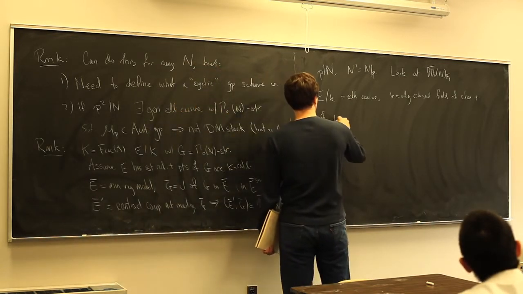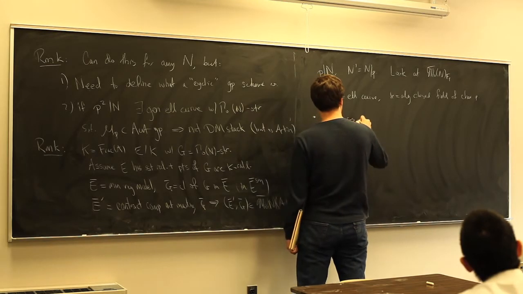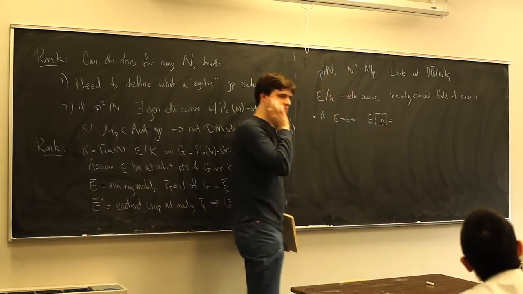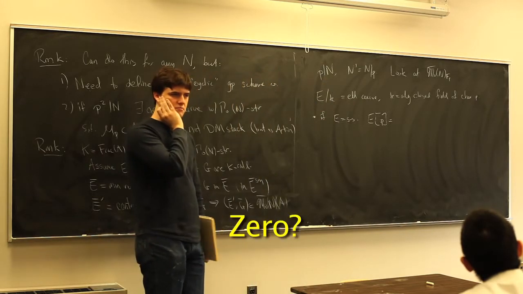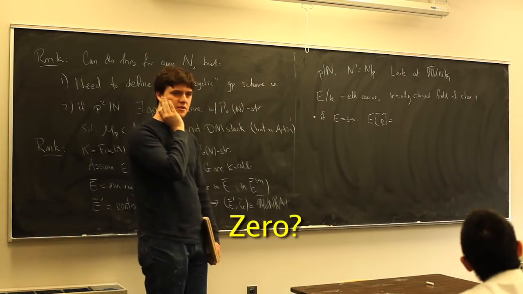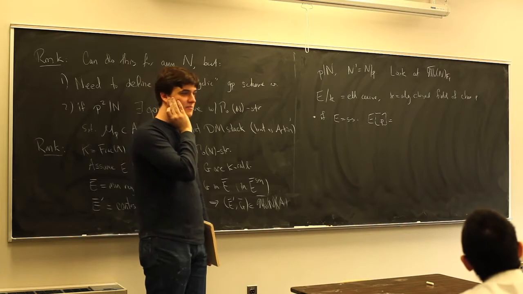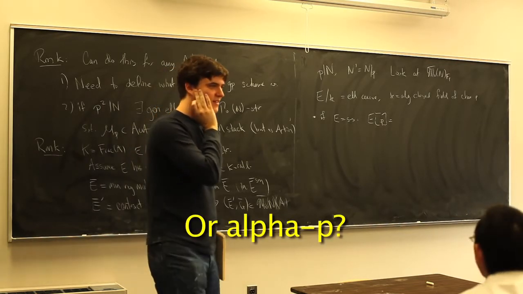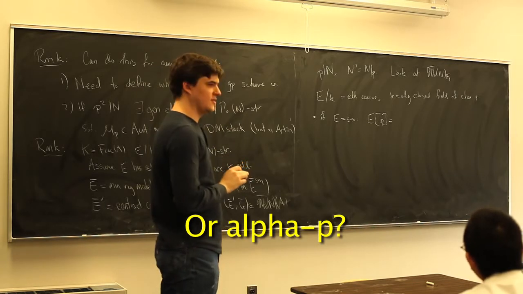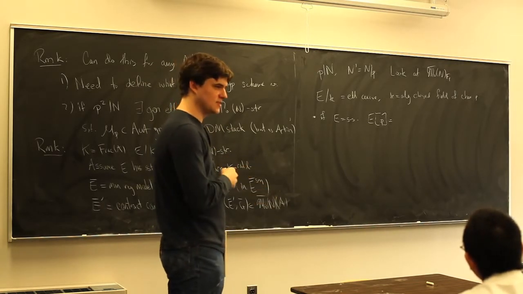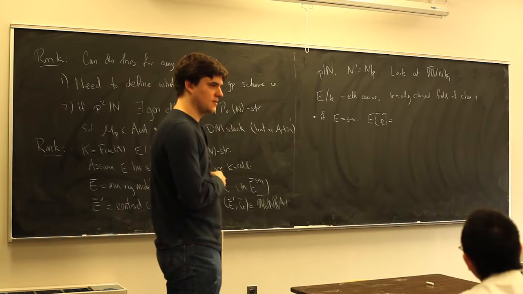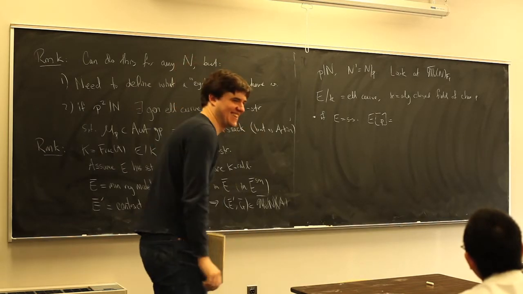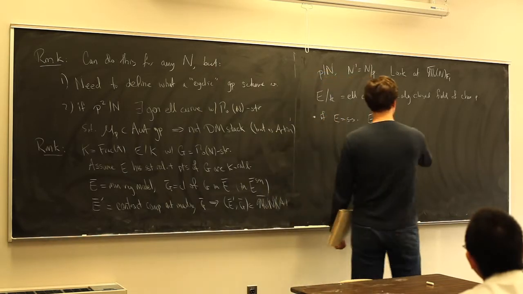So if E is supersingular, that means its p torsion is what? No, p torsion scheme. No, alpha_p has order p. This is order p squared. That's the right answer. It's an extension of alpha_p by alpha_p.